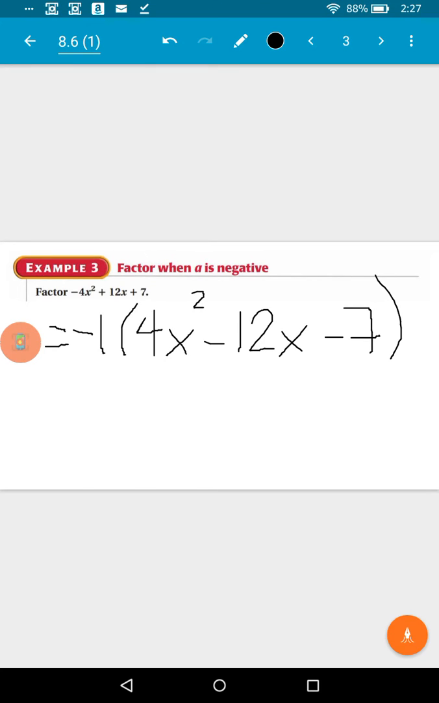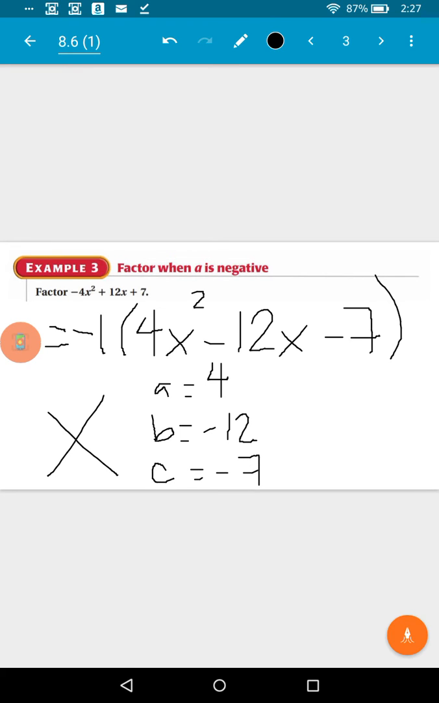That's the only difference when we are working with trinomials where a is negative. Just pull that negative 1 out. That's that extra step. From here, it's very straightforward. Let's do that diamond. The value of a is that new positive 4. The value of b is that new negative 12, and the value of c is that new negative 7. Same thing, a times c, 4 times 7 in this case, is negative 28, and the value of b is negative 12.